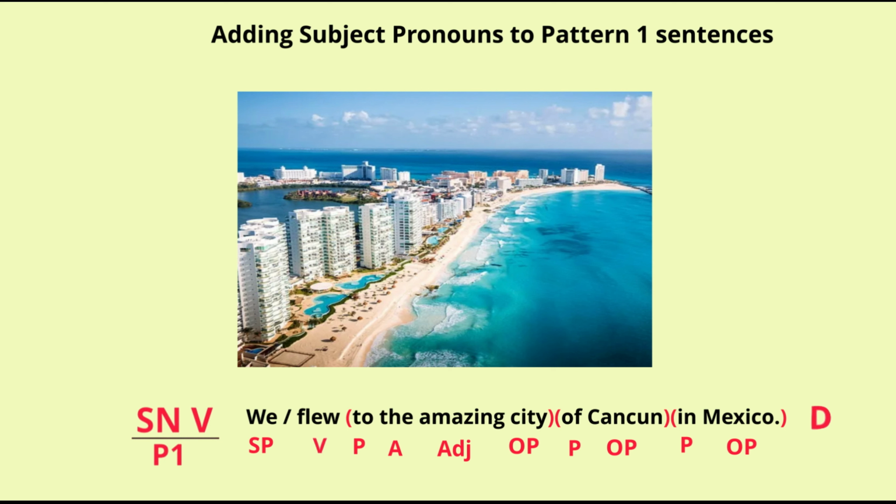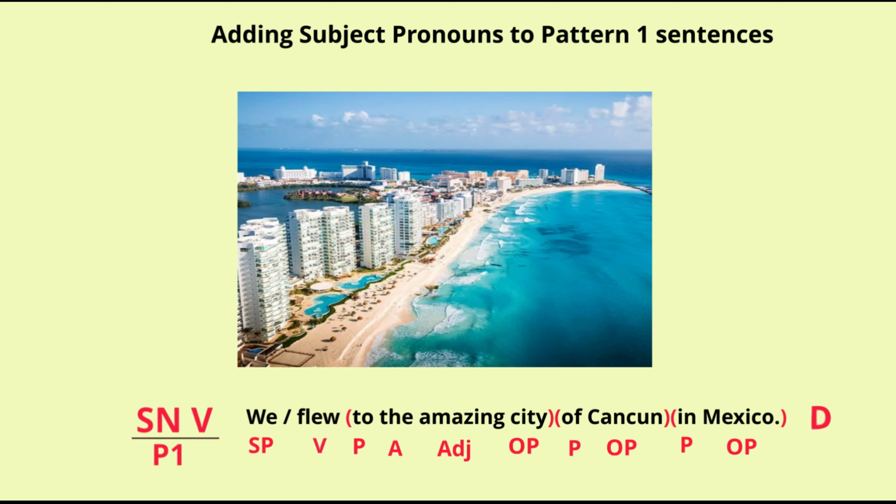To the amazing city. To what? City. City is the noun, right? That means to the amazing city would be prepositional phrase. To is the preposition. The is the article adjective. City is the object of the preposition. What kind of city? You're describing the city as amazing. So amazing is the adjective.